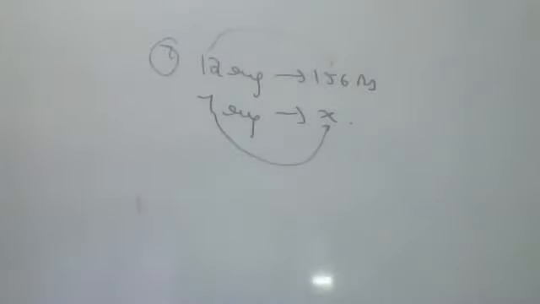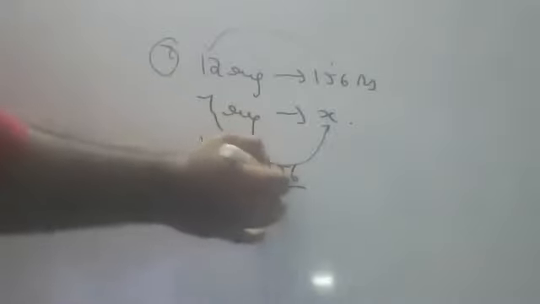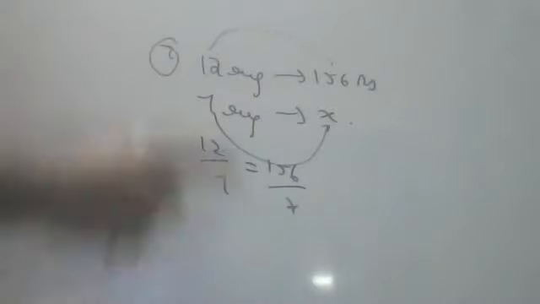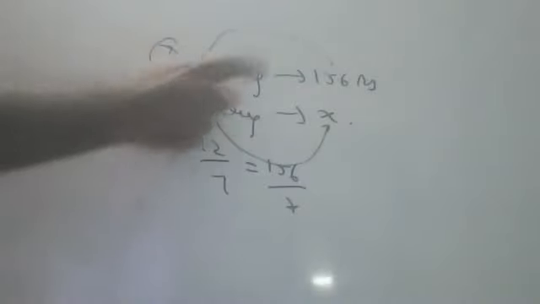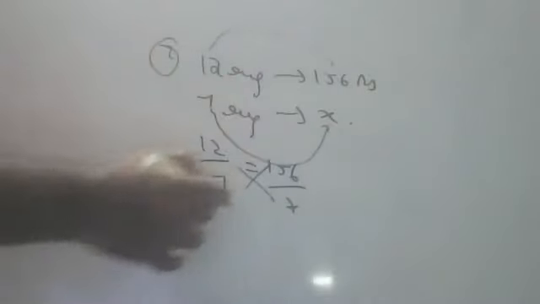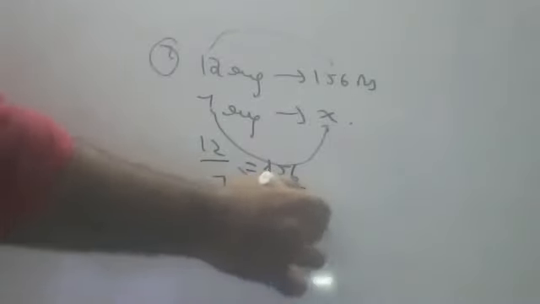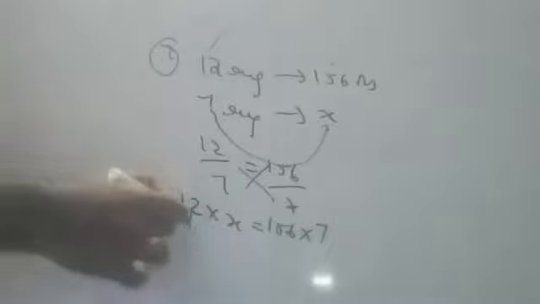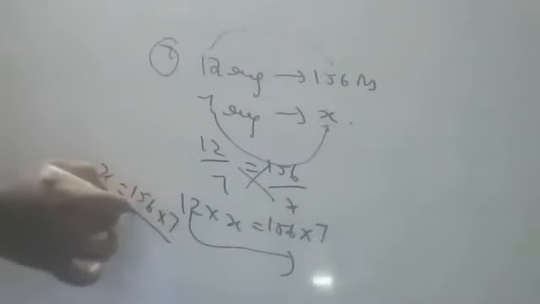Okay, children. So in direct proportion, how will we take it? 12 by 7 is equal to 156 by x. In inverse proportion, you would take 12 by 7 is equal to x by 156. But in direct proportion, this by this is equal to this by this. Go for the cross multiplication. 12 into x is equal to 156 into 7. Take 12 down. So x is equal to 156 into 7 by 12.